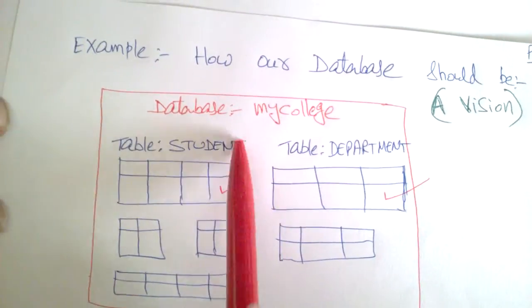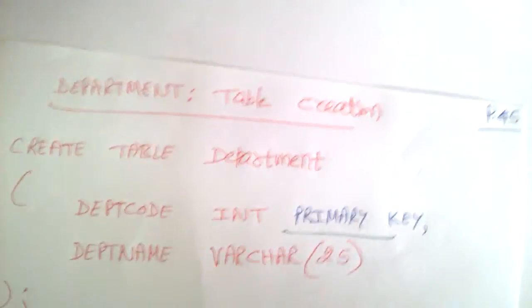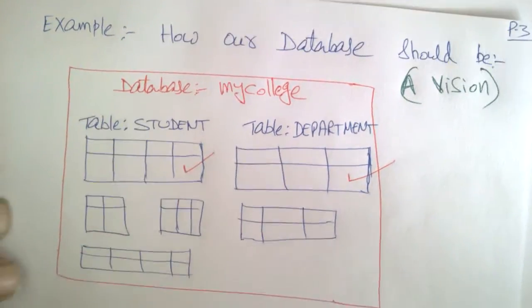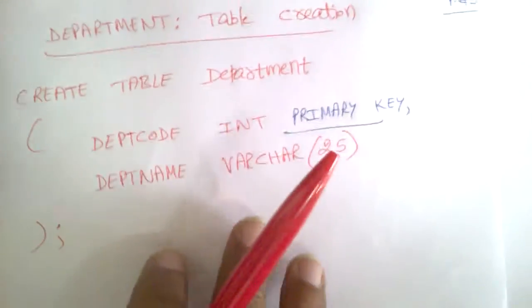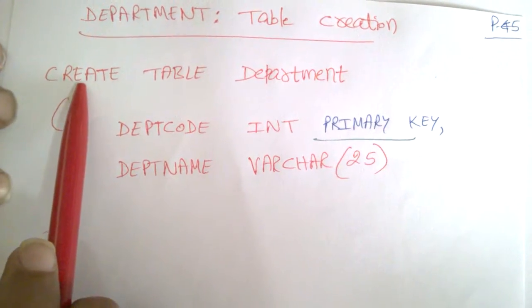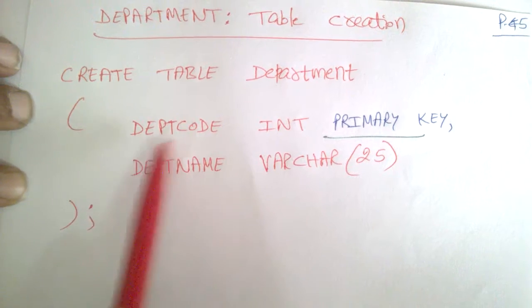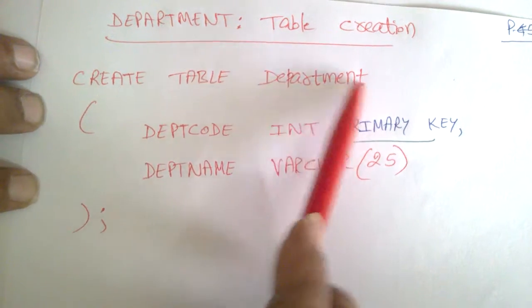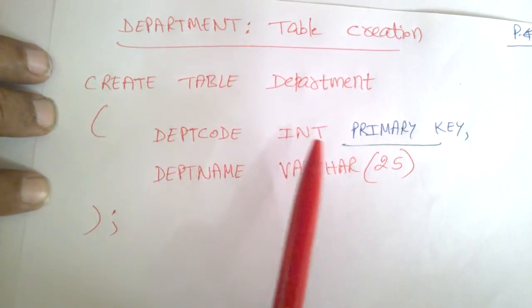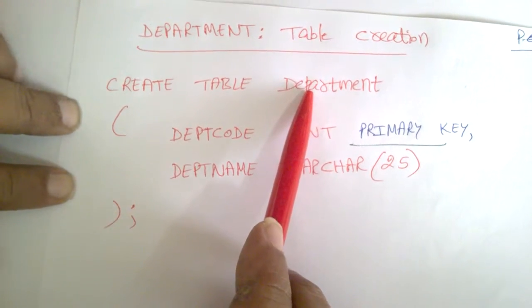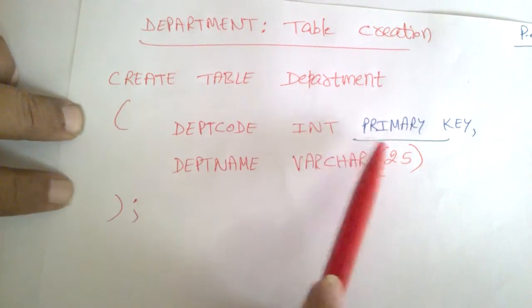Now our next task is to create the tables. So let's do that. First we will create the department table. The command that we will give is create table department, and give the columns that we want to create. So we specify the table name, and we specify the column names. We also specify the most important aspect, the primary key, which we discussed in the previous video. So this is a primary key here.